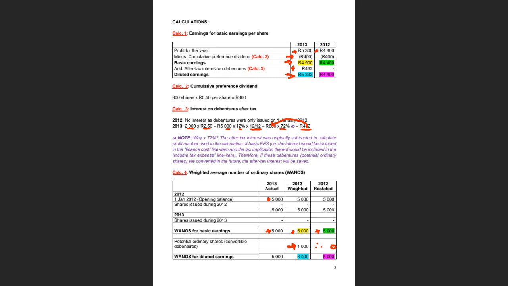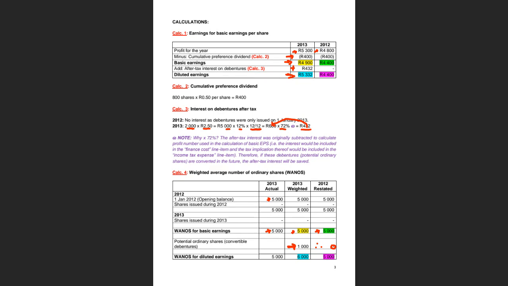We would have weighted them for the period of time that they were in issue. Does that make sense? So we weighted them for the period of time that they were in issue. So if, for example, they were only issued on the 1st of October, then they would have only been in issue for 3 months: October, November, December. So 3 months. We would have then said 3 divided by 12. Okay. So that is how we come up with this amount.